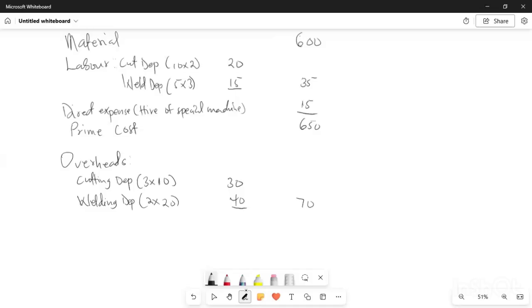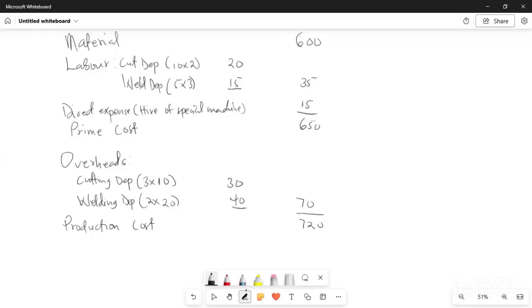So now we add our prime cost to our overheads to get what? 650 plus 70 will give us 720. So this is the cost of production, or the production cost. We add our prime cost to our overhead to get our production cost. So the cost of job number 045 is what? 720.